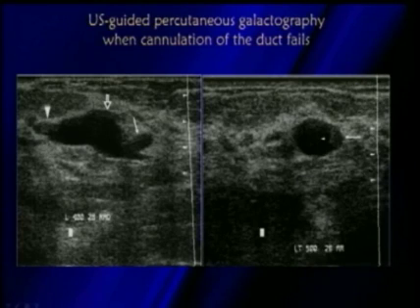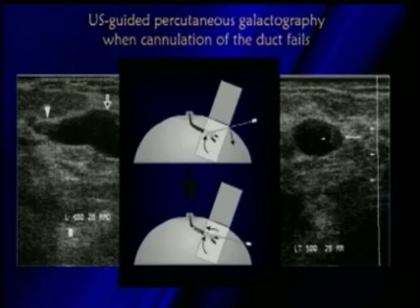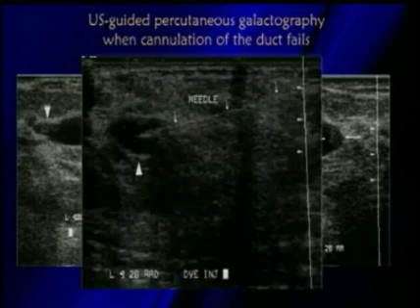Now, ultrasound-guided percutaneous galactography: if you cannot cannulate the duct when the patient comes in, you can use ultrasound to put a needle in here and do the ductogram. So ultrasound can be very helpful. If you cannot cannulate the duct, you can take a needle and apply it right here into the duct, fill it with the fluid, and then be able to evaluate the ductal ectasia fairly well if you do have failure of cannulation of that duct.